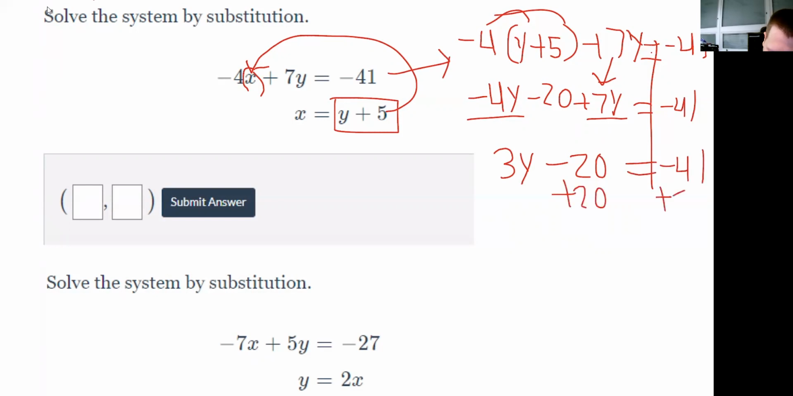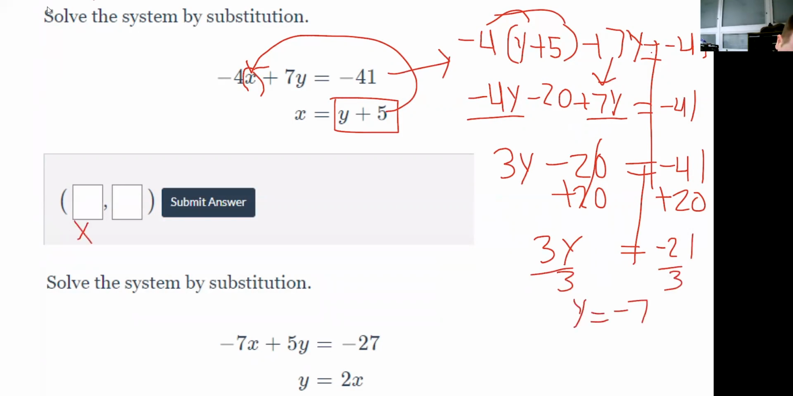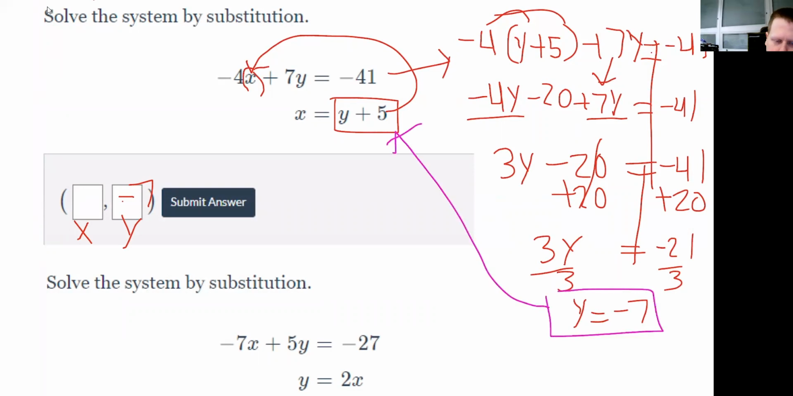So add the 20. Put that in a calculator. Negative 41 plus 20 would be negative 21. Divide by 3. You'll get y is negative 7. Remember, your answers always go x and y, so that's the second answer we just found, negative 7. Then we can take this answer we just got, and we can plug it into either one of our equations, but you usually want to plug it into the equation that you had by itself, like x equals something. So I would plug it into this bottom equation.